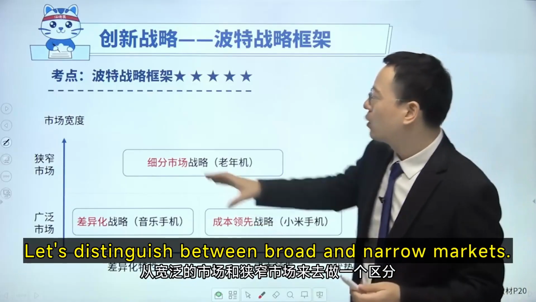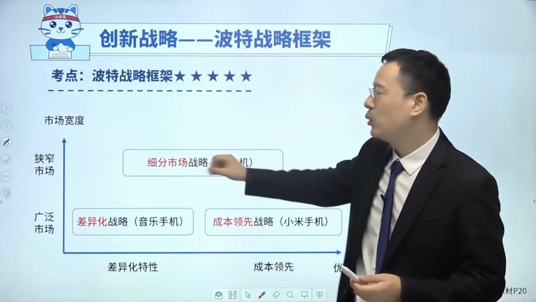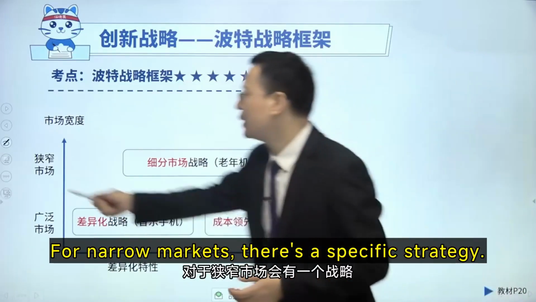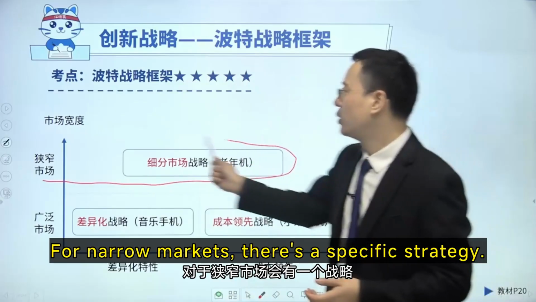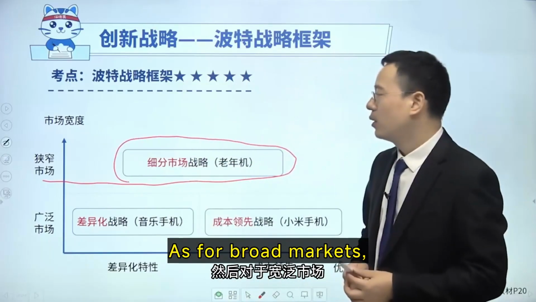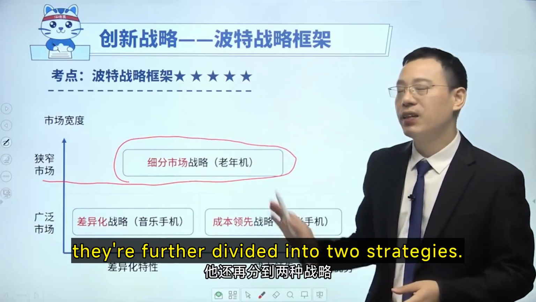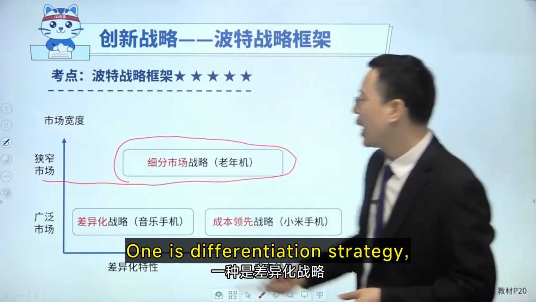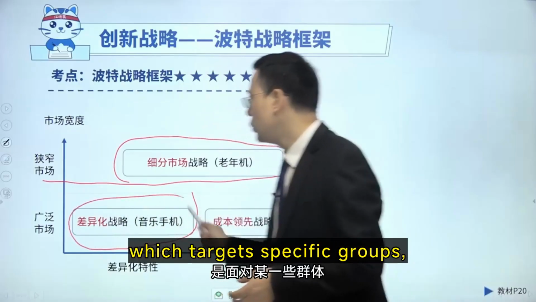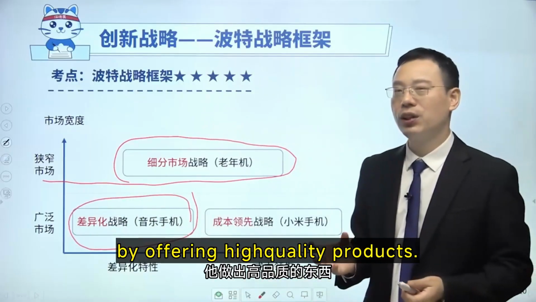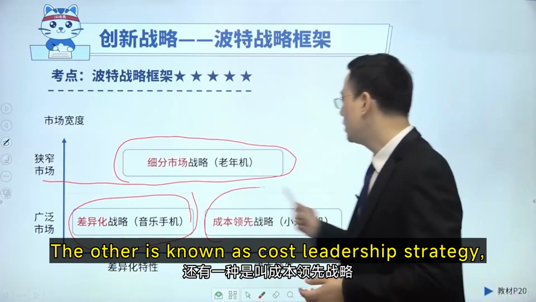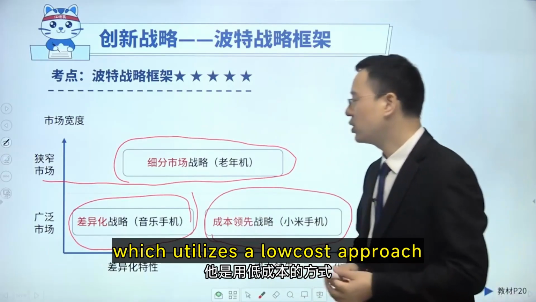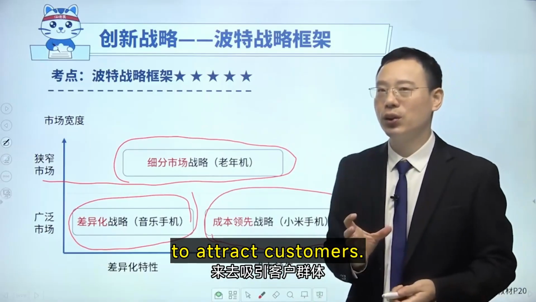Let's distinguish between broad and narrow markets. For narrow markets, there's a specific strategy. It's known as a niche strategy. As for broad markets, they are further divided into 2 strategies. One is differentiation strategy, which targets specific groups by offering high-quality products. The other is known as cost leadership strategy, which utilizes a low-cost approach to attract customers.